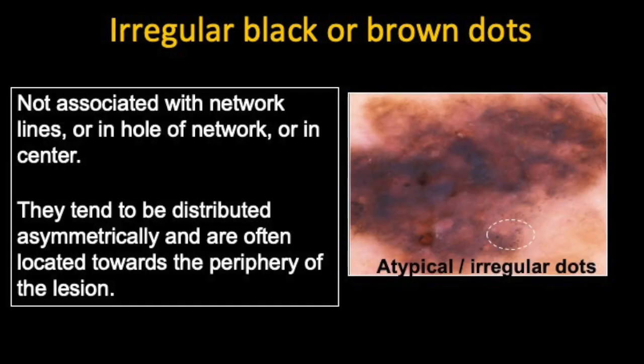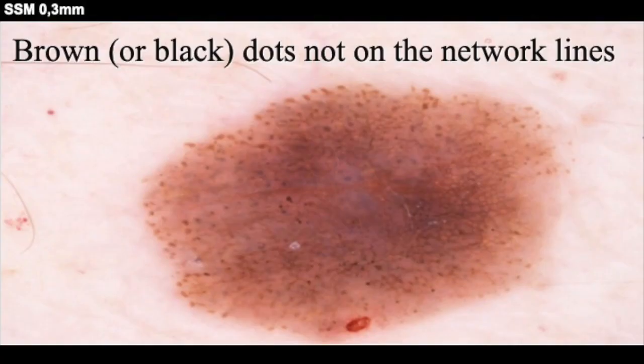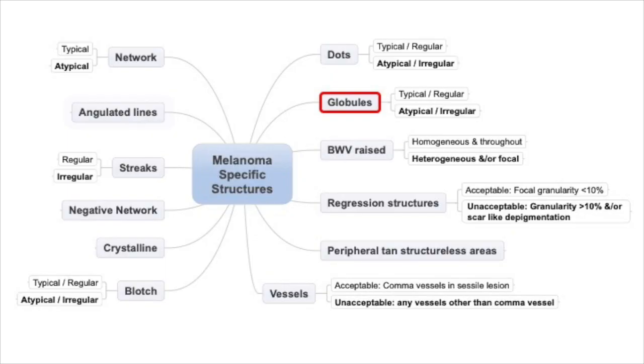So no network, off-center becomes an irregular dot. These are obviously irregular dots, right? So there's no network, it's not associated with network, it's not on the network lines. Although there are lots of these dots here, I mean, there's a little bit of network, but they're not on the network line, they're off the network line, become irregular, and would be concerning for melanoma, and that was indeed a melanoma. Globules.